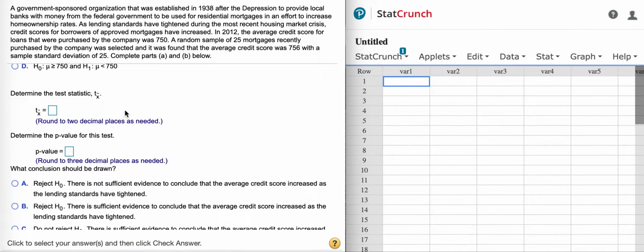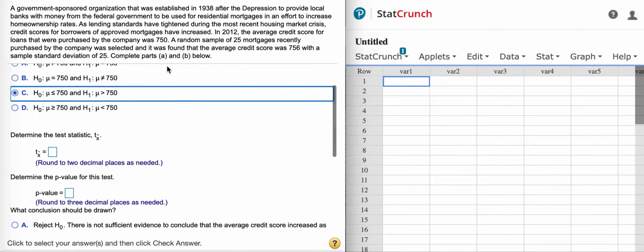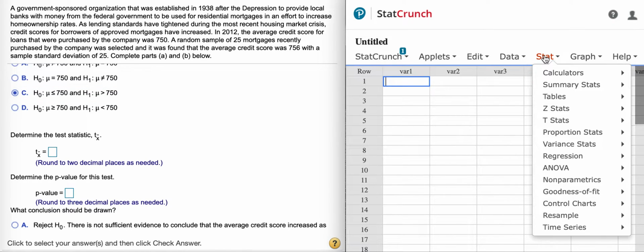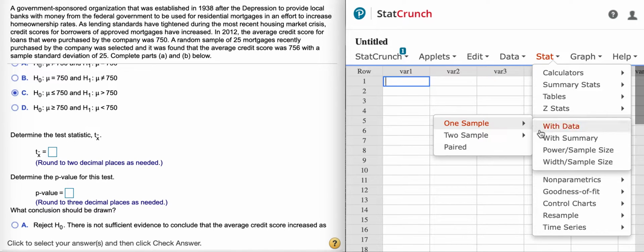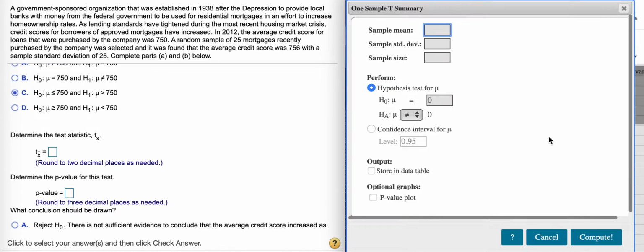All right, we are going to run a t-test, and the reason is that in our random sample, we found a sample standard deviation of 25, so we know S, not sigma. So over in StatCrunch, we'll select Stat, t-test. It's a one sample t-test, and we have the summary data. The sample mean that we witnessed was 756. The sample standard deviation from our sample was 25, and the sample size was also 25.